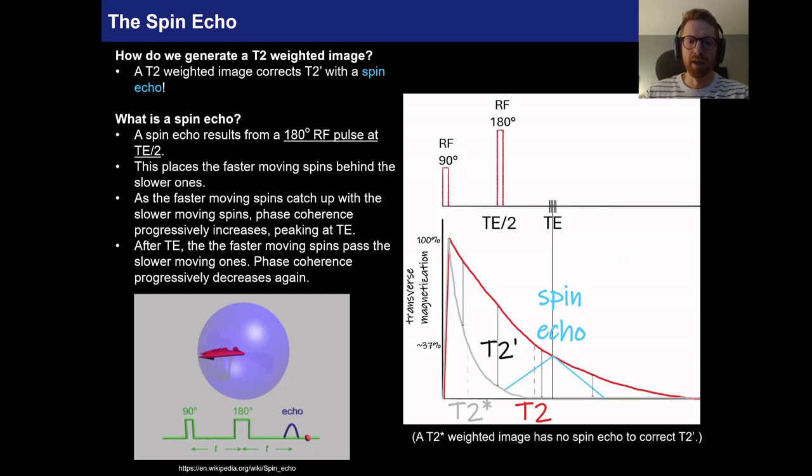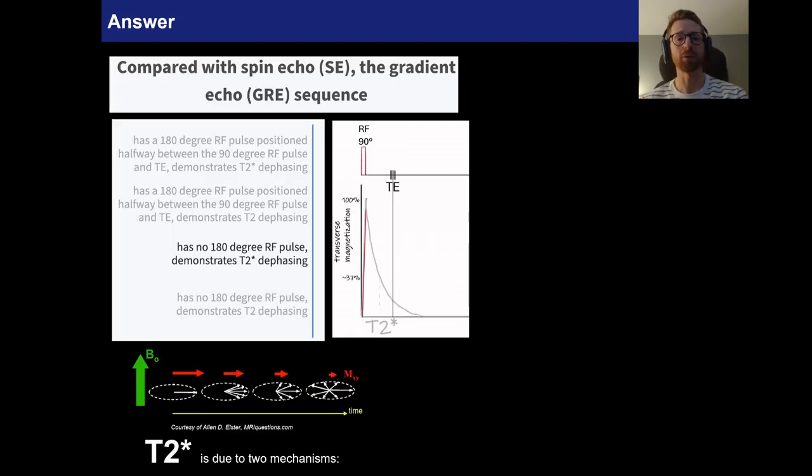All right. So a T2 star weighted image has no spin echo to correct T2 prime. A T2 star weighted image is sometimes referred to as a gradient echo image, a T2 gradient echo. I'll explain it later in the course, but essentially you can think of pulse sequences as either being spin echo, where they have that 180 at TE over 2, and if they don't have that, then they're a gradient echo sequence. Compared with the spin echo, the gradient echo sequence has no 180-degree radio frequency pulse and demonstrates T2 star dephasing. That's the correction to part one.